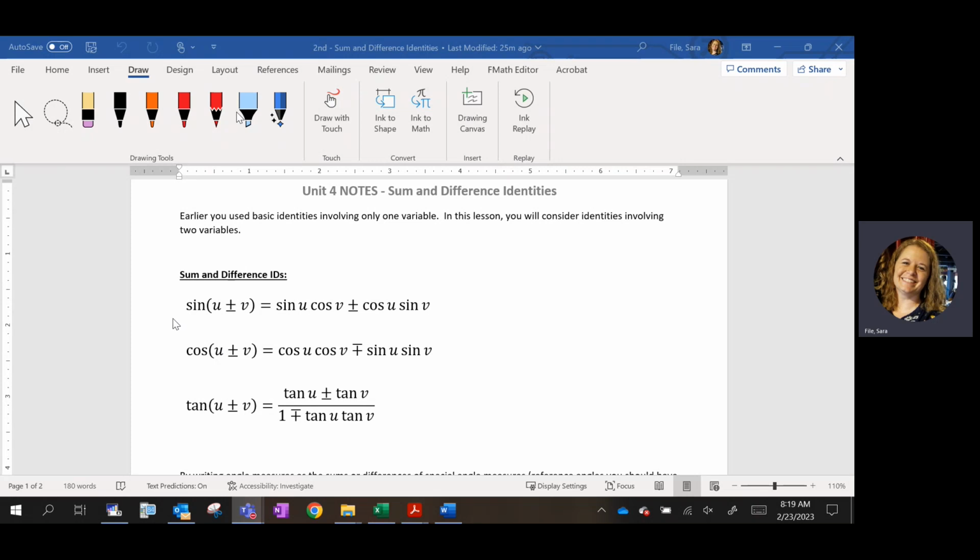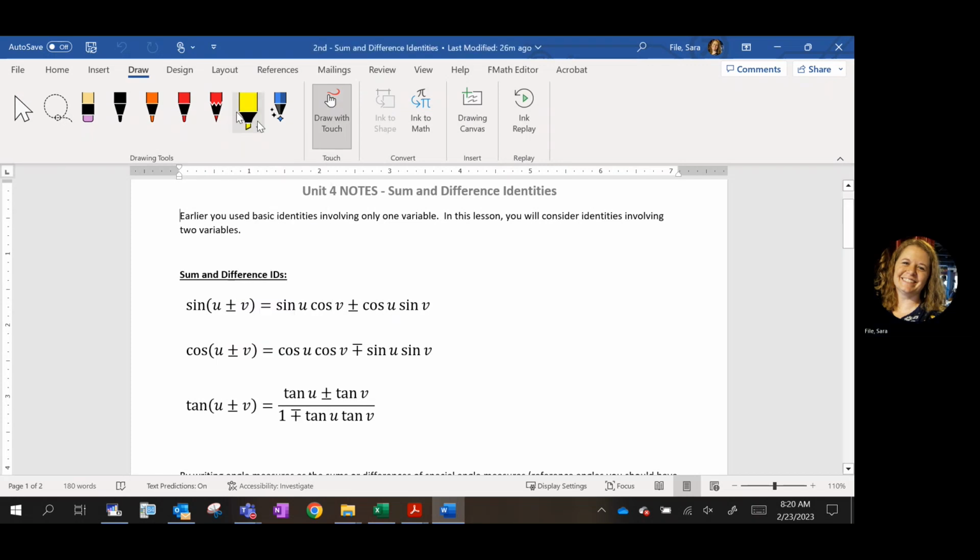If it is a sine of the sum or difference of two angles, we can expand it to be sine of the first angle times cosine of the second angle, and then plus or minus, whatever sign is here is going to be the same here, cosine of the first angle times sine of the second angle. Sine and cosine look really similar, so I want to just point out some of the differences.